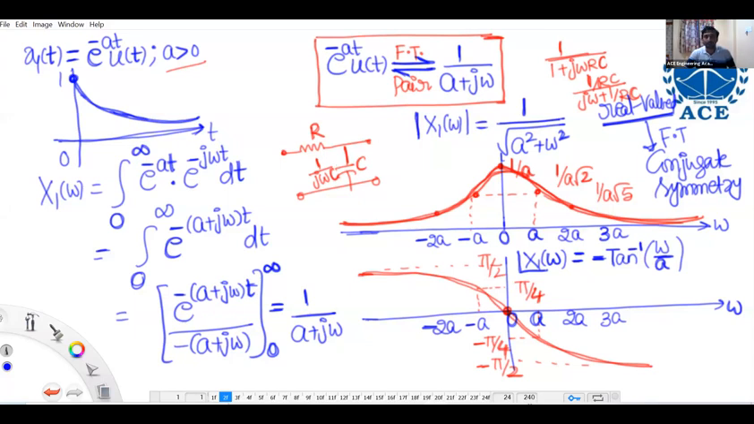Everyone say with me. Decaying exponential Fourier transform is what? 1 by a plus j omega. Decaying exponential Fourier transform is 1 by a plus j omega. That is the first signal we have, the decaying exponential.